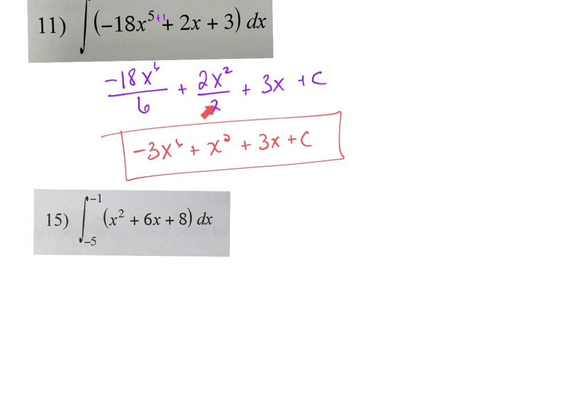Add 1 to your exponent and divide. Add 1 to your exponent, it's 1, so I didn't put it over 1, but you are dividing there too. So that would be indefinite. That's why I have that plus C.